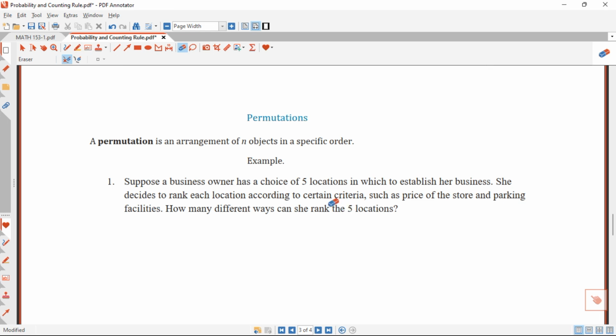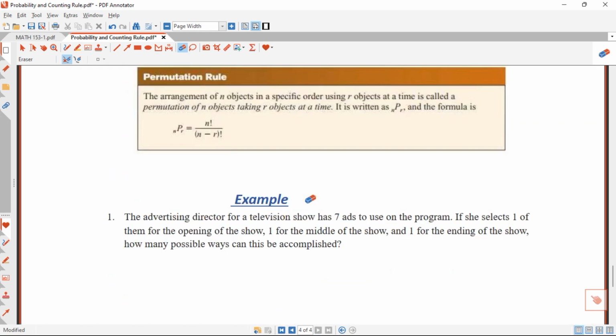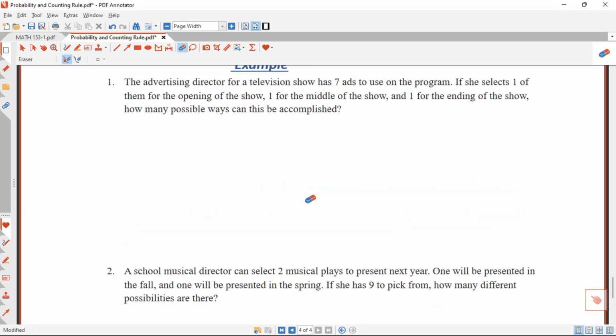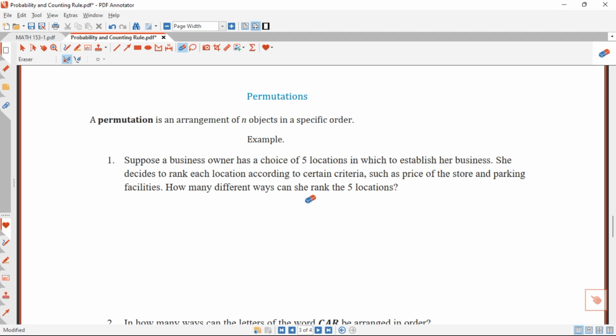Since she wants to rank them in a specific order, for this one we are just going to have 5 factorial. So here we get our solution: 5 factorial, which will be equal to 5 times 4 times 3 times 2 times 1.